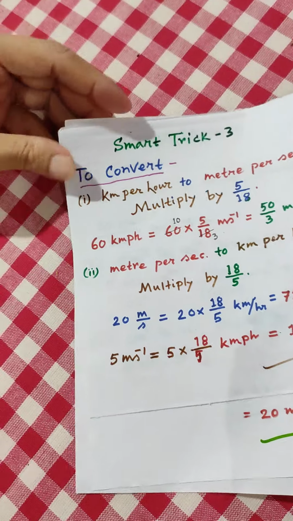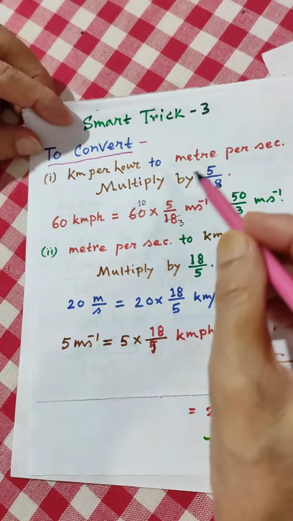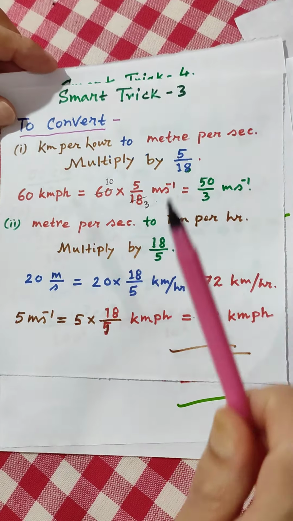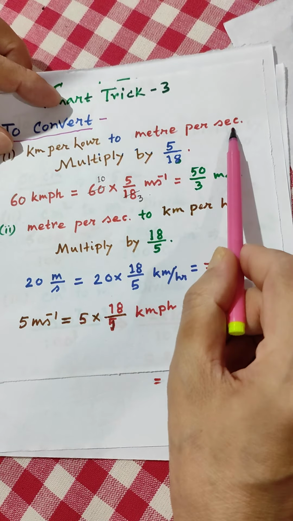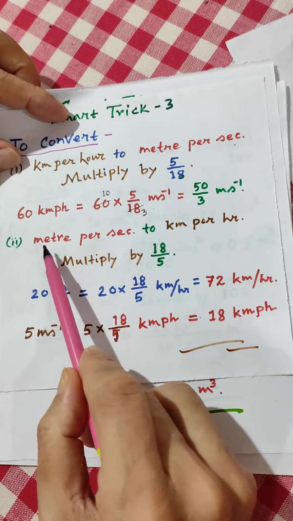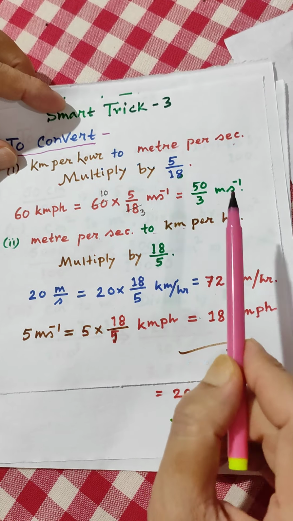Okay, now let us see the third smart trick. This is to convert kilometer per hour to meter per second, or how to convert meter per second to kilometer per hour.